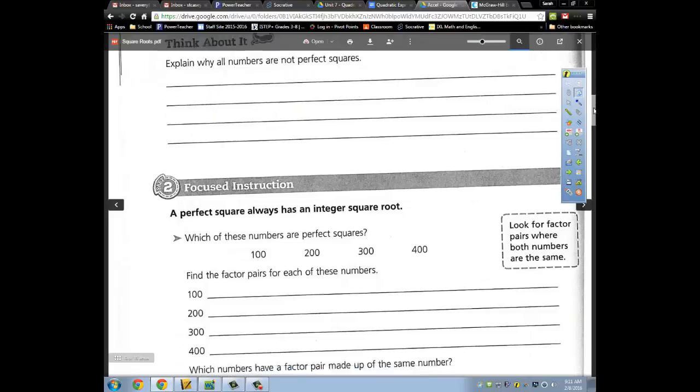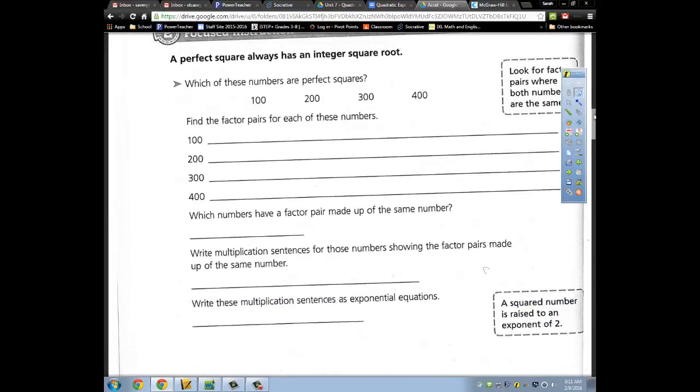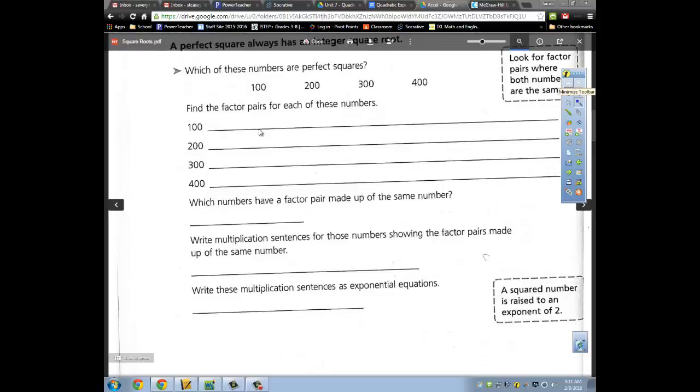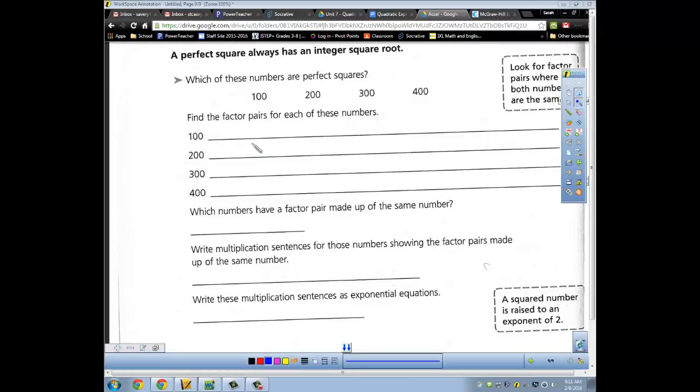Moving down a little bit, they want us to figure out which of these numbers are perfect squares. So in order to do that, we want to find the factor pairs for each of these. So I need to think what number times what is going to give me 100. So I know that 1 and 100. So 1 times 100 is 100. I know 2 times 50 is 100. I know 10 times 10 is 100. I'm not going to list them all. What I'm looking for is I want to get the same number. So here, 10 and 10, same number. So that's what I'm looking for.